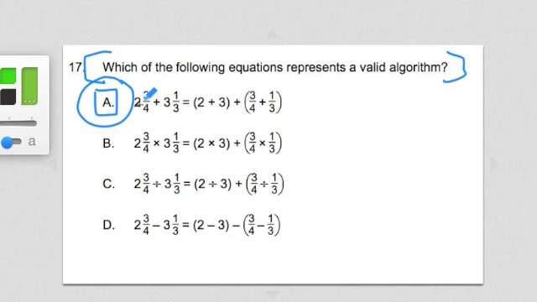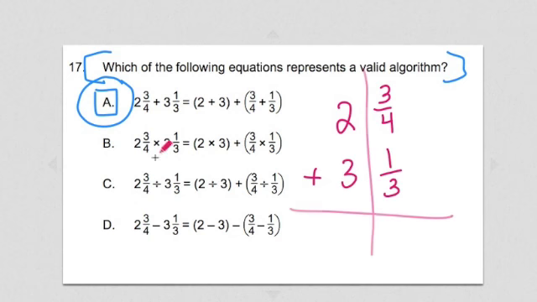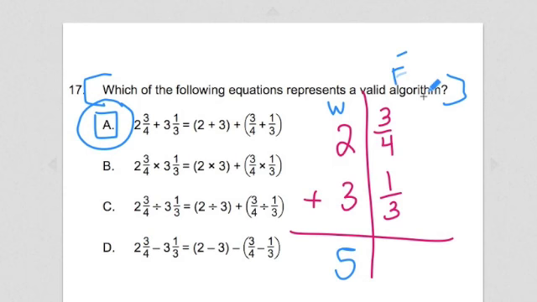First, I'm adding 2 3/4 plus 3 1/3. How do you do that? One way is to set it up like this: 2 3/4 plus 3 1/3. I'm going to add this like a regular addition problem, but I'm going to add the wholes first. 2 plus 3 is 5. Then I'm going to add the fractions separately. When you're adding fractions, you have to make sure you convert them into fractions with common denominators.